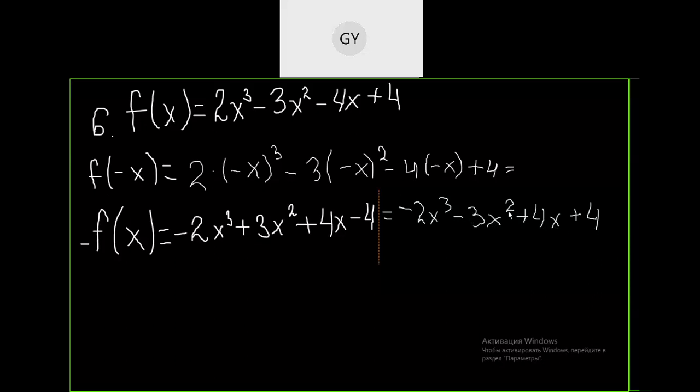And I can see by a quick comparison that this doesn't match what I started with, so this function isn't even. And what about odd? To check, I will write down the exact opposite of what I started with, being the original function. So minus f of x is equal to minus 2x cubed plus 3x squared plus 4x minus 4. And this doesn't match what I came up with either. So the original function isn't odd either. Then, as I'd expected, the function is neither even nor odd.